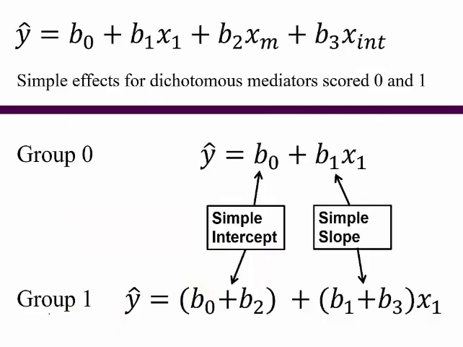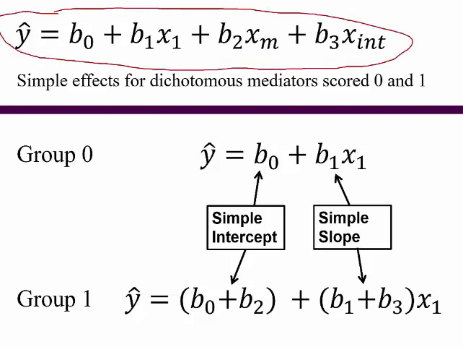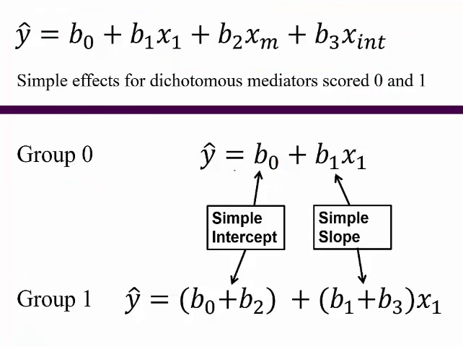So just to summarize, at the top I have the regression equation in its original form, and we can calculate these simple effects for a dichotomous moderator scored as 0 and 1 in the following way. So group 0 simply becomes whatever beta 0 is, whatever your original intercept is. That intercept already is the intercept for group 0. And beta 1 already is the slope for group 0.